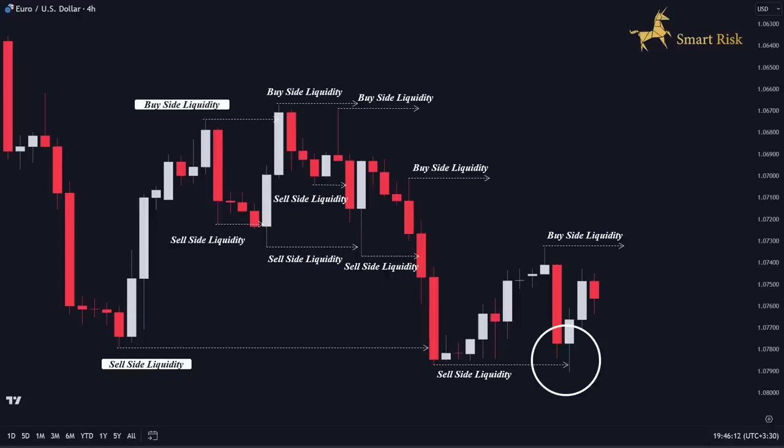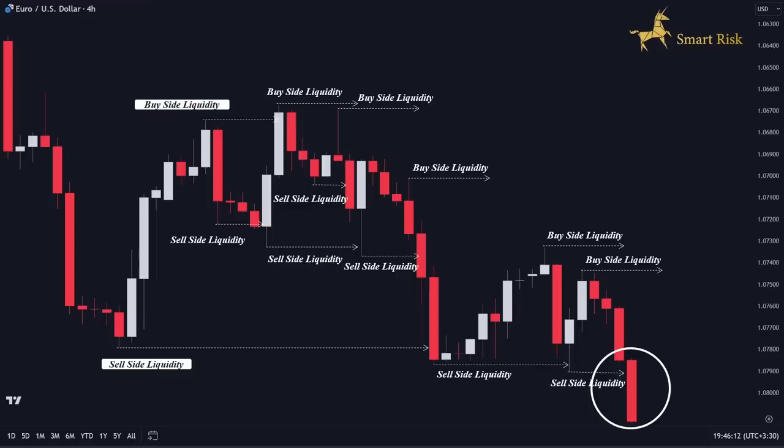Then price experienced a bullish pullback toward the buy side liquidity and also created another buy side liquidity with this swing high. Now let's continue. As you can see, price pushed to the downside and has taken out the sell side liquidity with this red momentum candle.